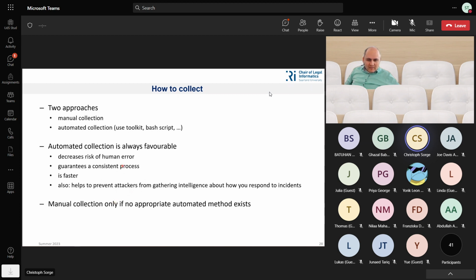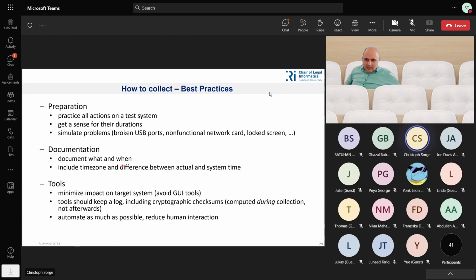A manual collection, of course, might be necessary if you don't have the appropriate bash scripts or tools. They might not exist for your specific type of system. Or you might not have access to them because you are in a rush. So for that reason, it might play a role in practice as well.